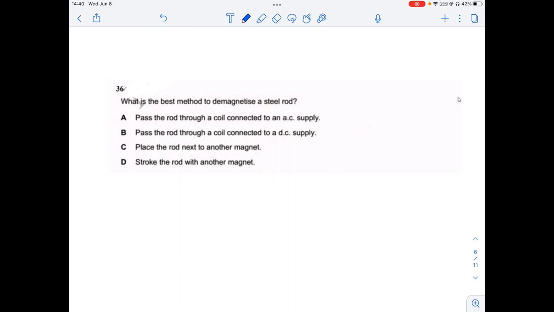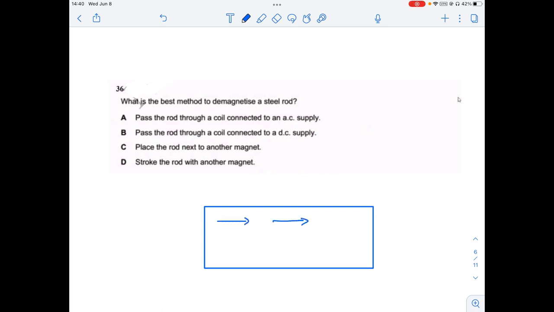Coming to the next question, question number 36. What is the best method to demagnetize a steel rod? Just now in the previous parts, we have seen that in a magnet, all the domains are orderly arranged. When they are orderly arranged, and we have to demagnetize it, we have to change this orderly arrangement. So how can we change this orderly arrangement? Option A, pass a rod through an AC supply? Yes, we can, because the alternating current will change or disturb the arrangement.